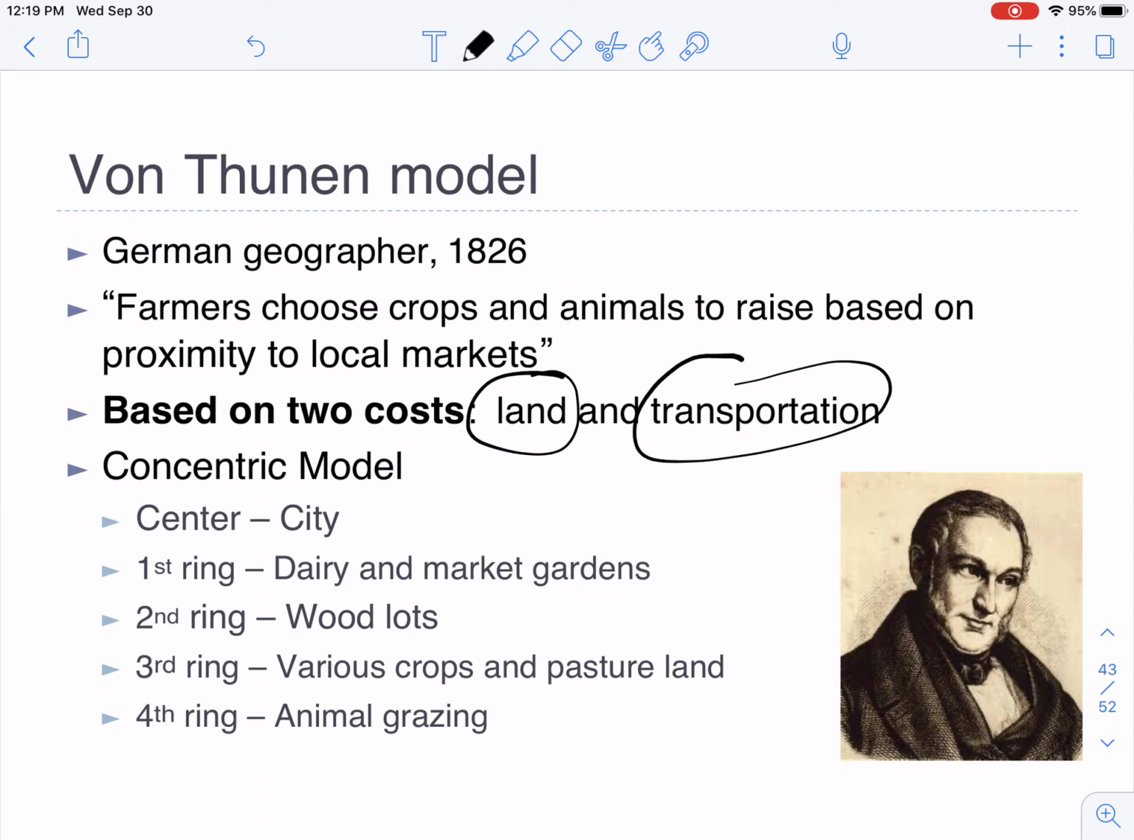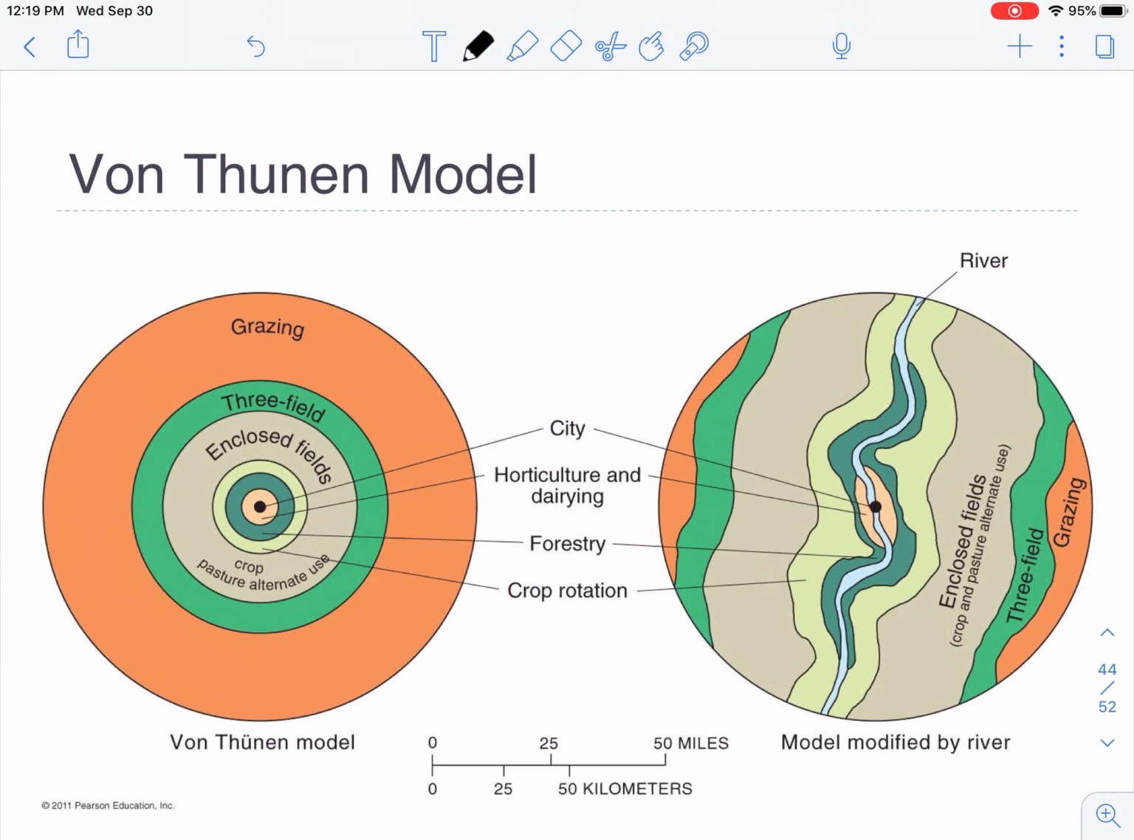In the center, in the bullseye, you have a large market or a city. Outside of that, the next ring around it is going to be which type of farming? It's going to be dairy and market gardens or commercial garden farms. Outside of that, because he was from the 1800s, woodlots are to be found. Woodlots were important in construction and also heating homes. Outside of that, you get larger plots of land where various crops and pasture land can be used. And then as you get really far away from the city, the largest plots of land are available, and that's where animals can graze.